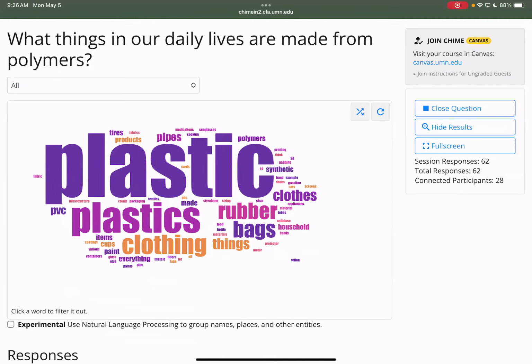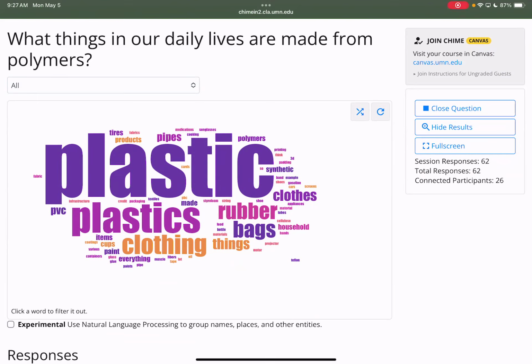What else? Packaging, yes, there's lots of packaging that is made out of plastics. We're going to talk about that too. Paint, yes. Coatings, all of those are polymers. Containers, infrastructure, yep. Fabric, what else we got? Tape, yeah. So adhesives are also polymers.